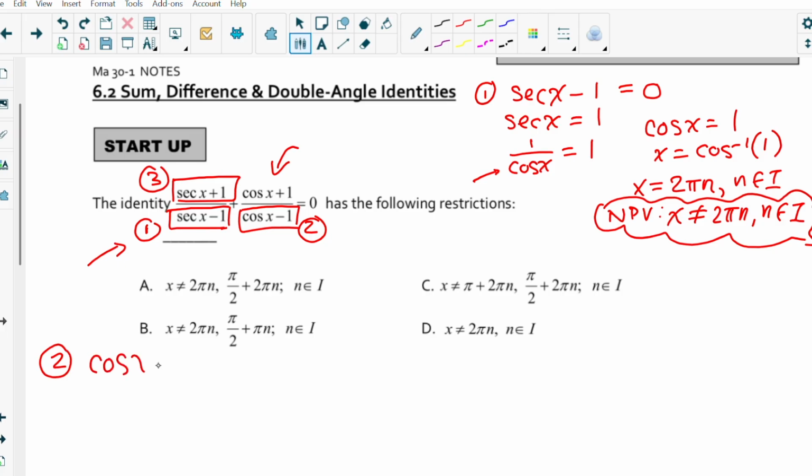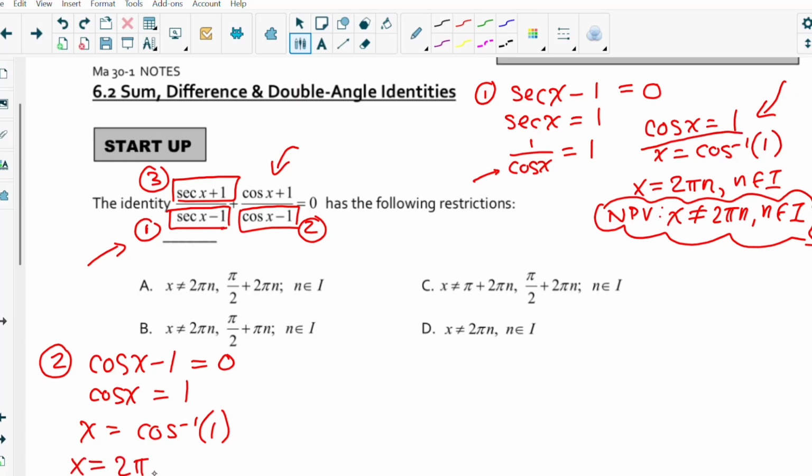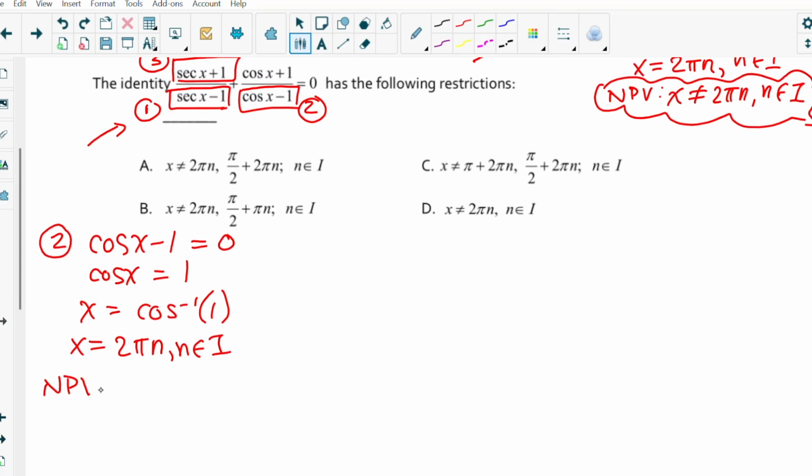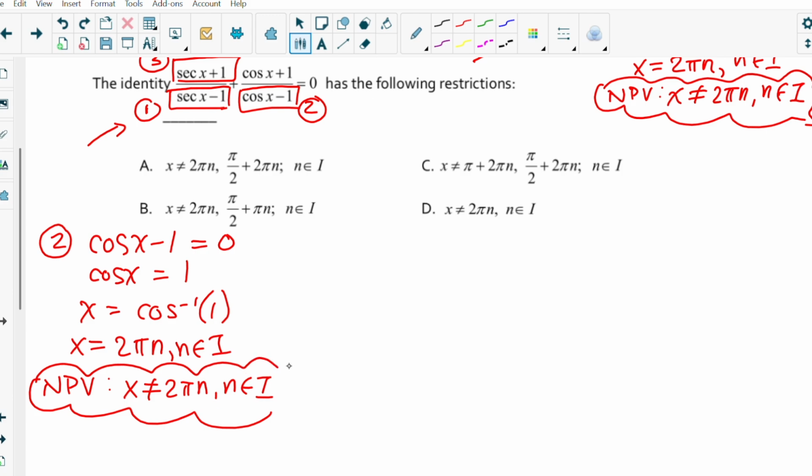Number 2, I have cosine of x minus 1. Well, I don't want that to be equal to 0, so I'm going to set it equal to 0 to see what x value will give me 0. So I do cosine of x, I'm going to add 1 to both sides. And now I'm left with solving for x, the inverse cosine of 1. Well, that's the same case up here, so we've already done that work. So x equals 2 pi n, n is an element of integers. If I state it like this, the non-permissible value in this case is x does not equal 2 pi n, n is an element of integers. Okay, let's bubble that.